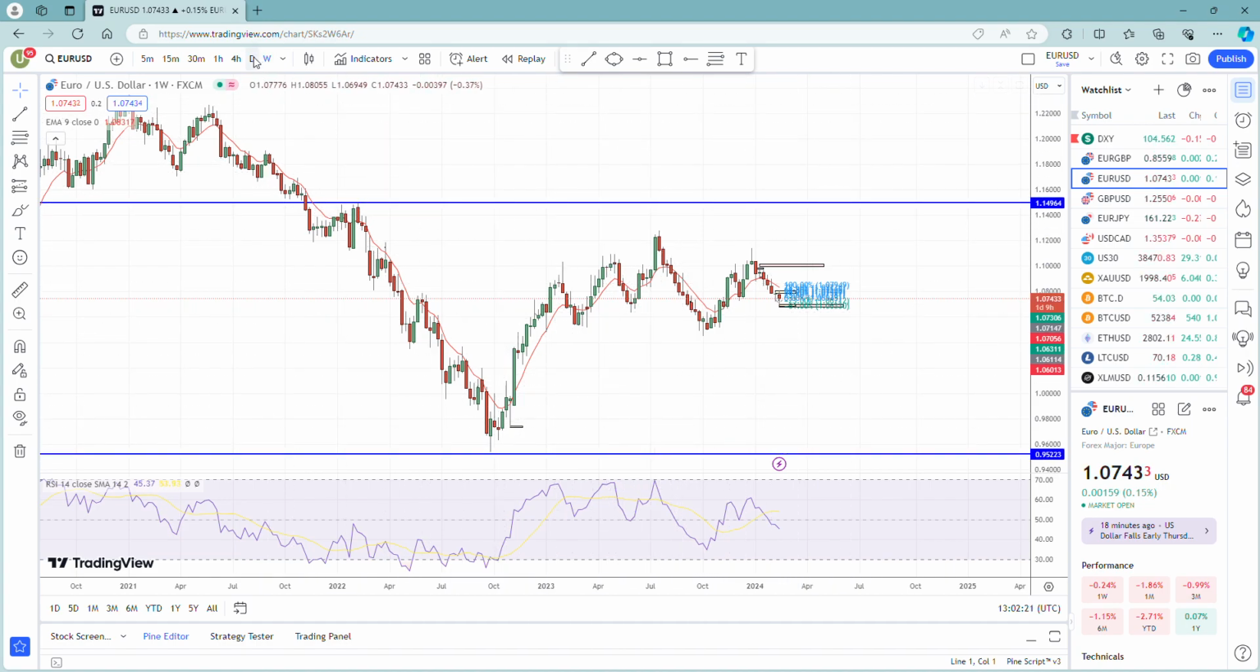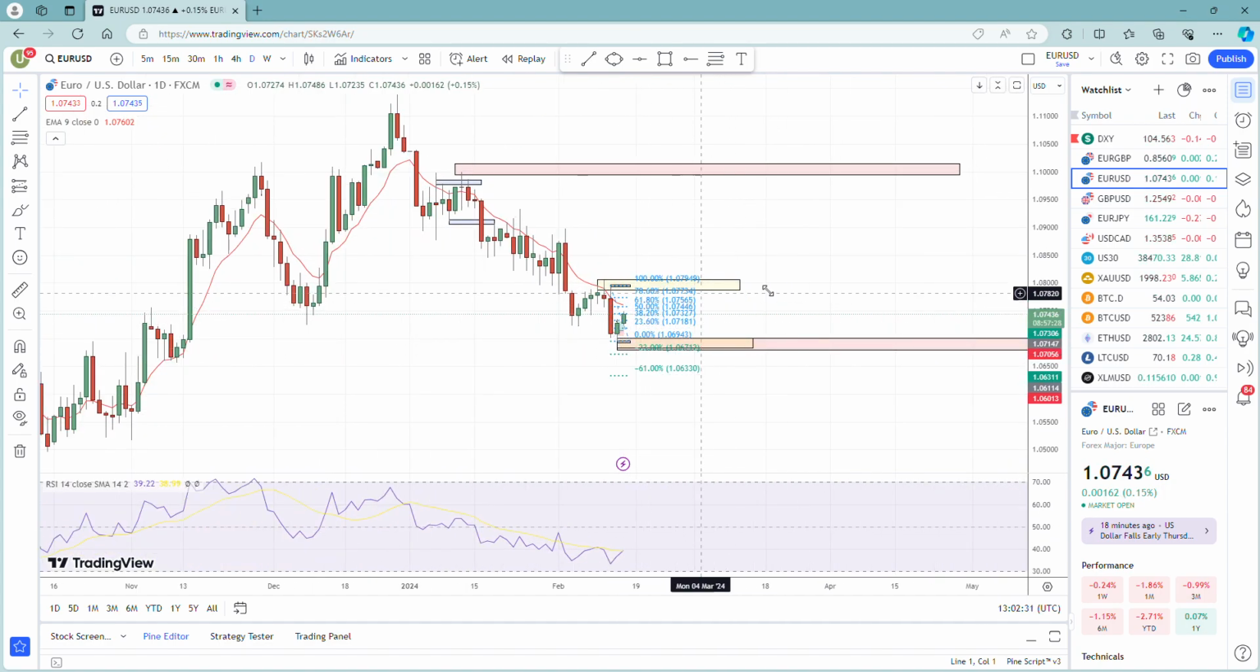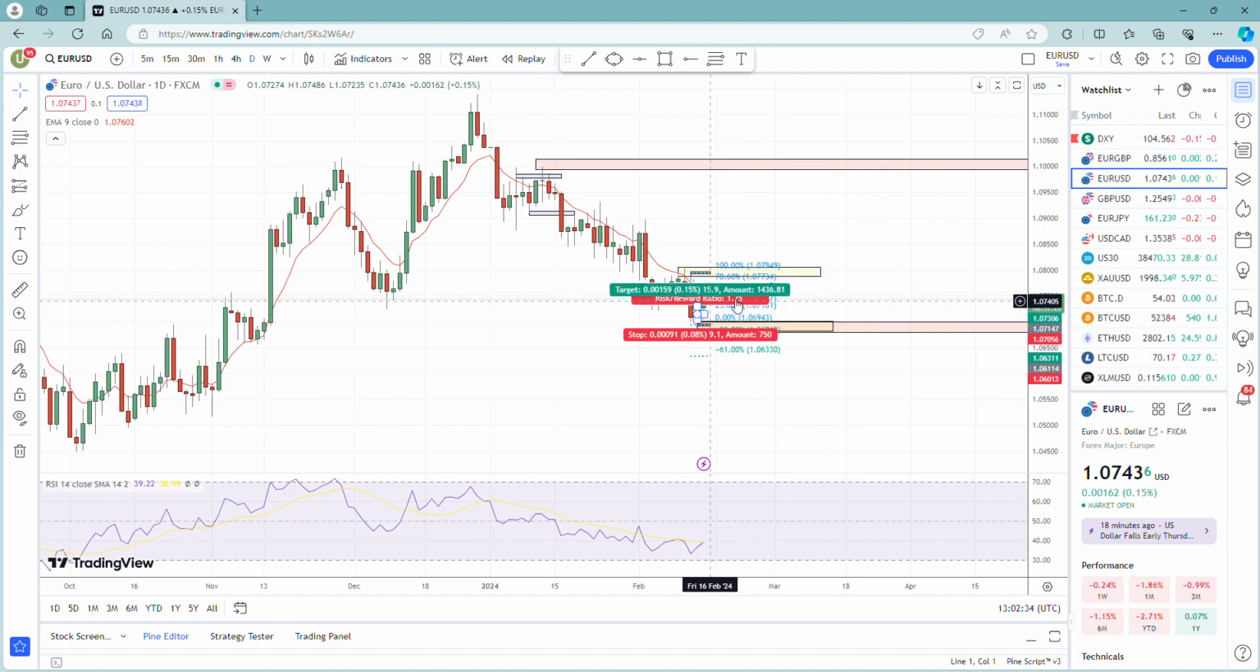Then we go on the daily. So the daily is a good time frame to use to show you where the direction of price is going. So as you can see, today's candle, you've got a green bullish candle here, which indicates that price is going to be bullish. It's going up. So that's what we use a daily time frame for.